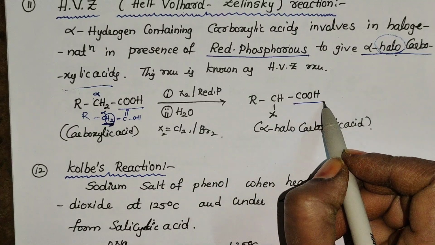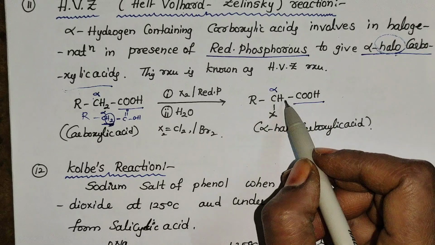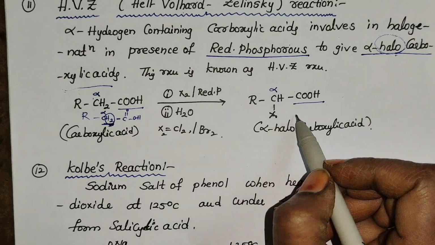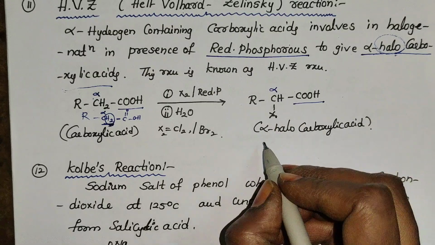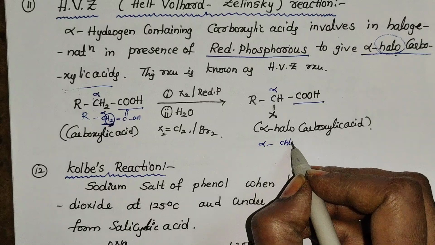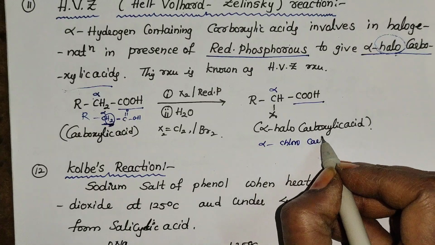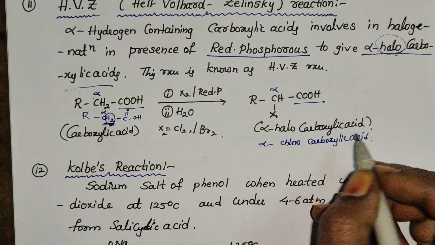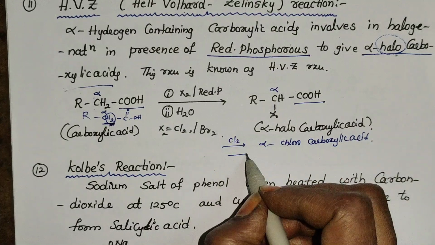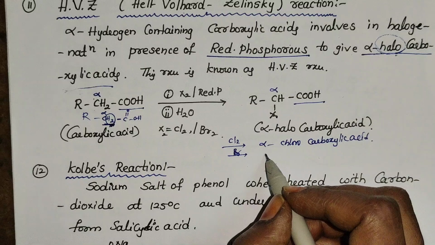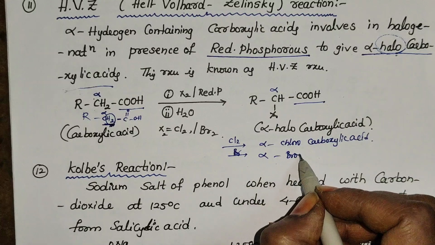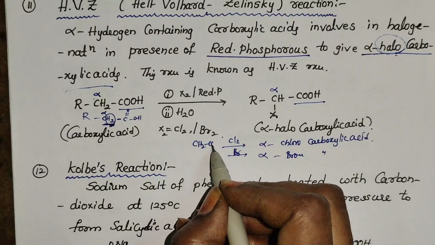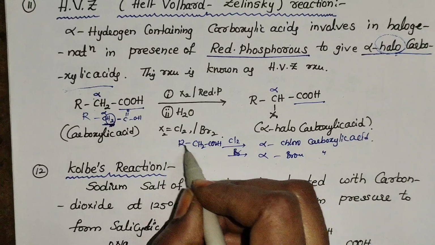Here, this is the main functional group, this is the alpha position, and one of the hydrogens is substituted with a halogen atom. Which halogen? Either chlorine or bromine. If chlorine is involved, that is alpha-chlorocarboxylic acid. If bromine is involved, that is alpha-bromocarboxylic acid. That's it. For example, with CH2COOH, the alpha carbon.